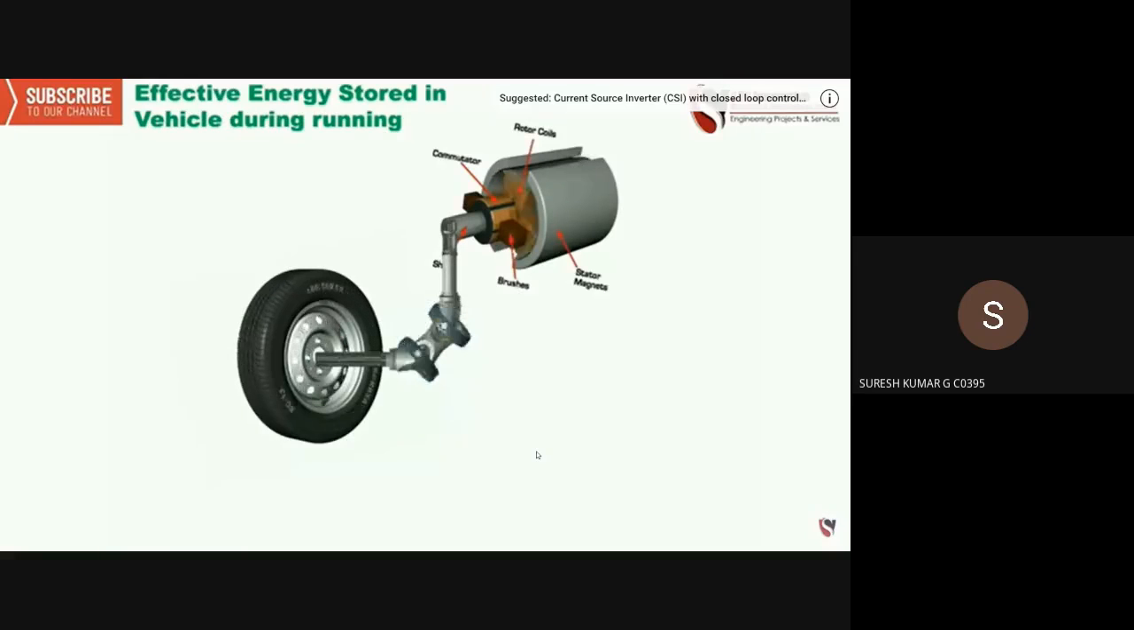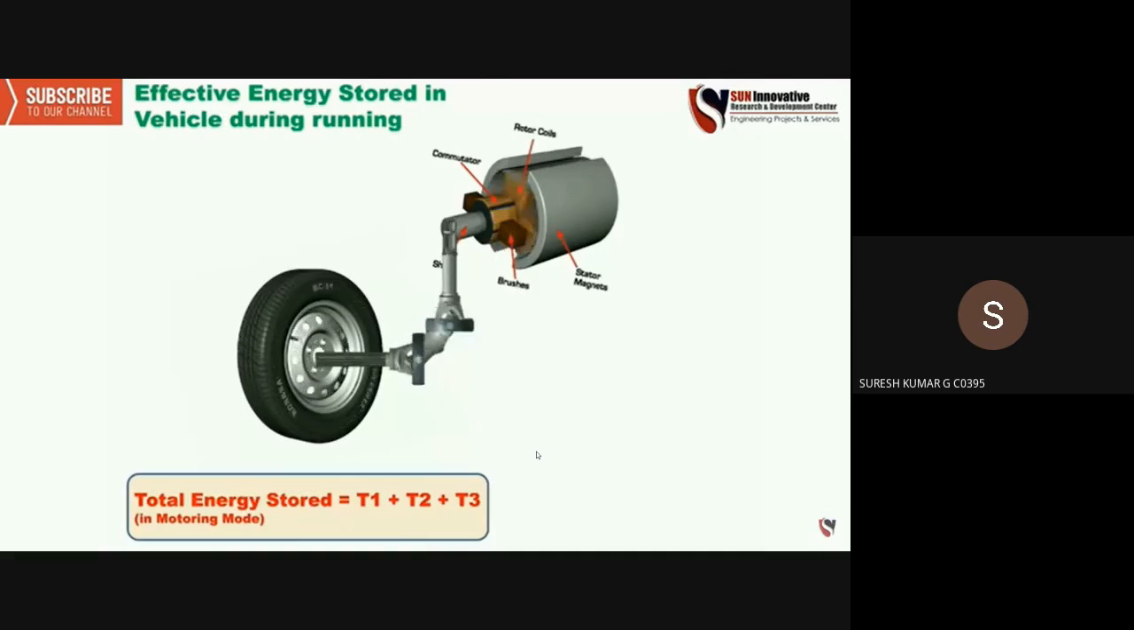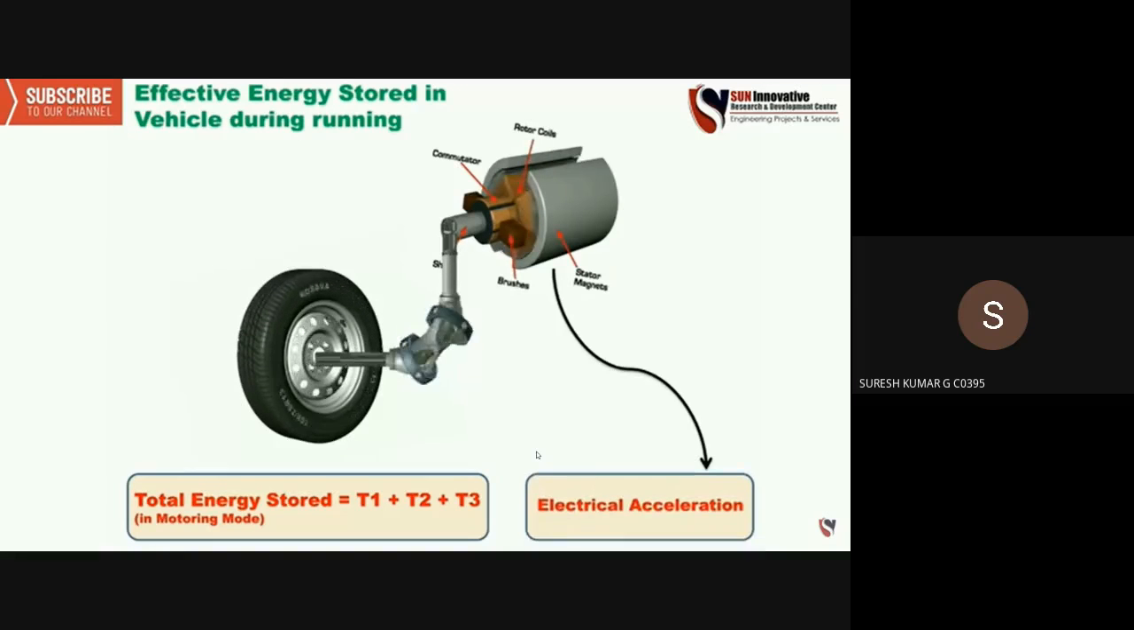So whatever energy is stored due to the on load and the acceleration energy, which we have discussed previously, it will generate additional energy through the motor, that is called electrical acceleration. So that energy is added, and it will be called E, the total energy.